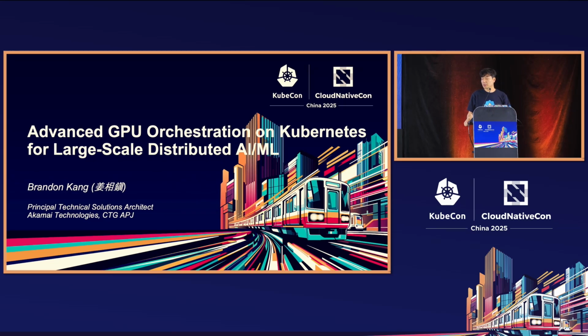Originally, I submitted this session proposal as a 30-minute tech session, but it was accepted as a 5-minute lightning talk. So I had to condense my content and update the title accordingly. Today, I will talk about how we can schedule and orchestrate GPU allocation for AI machine learning services on Kubernetes. So let's get started.